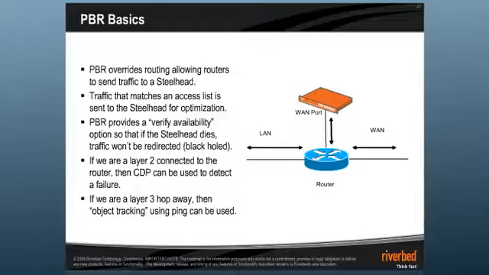If we're layer 2 connected to the router, then we can use CDP to make sure that traffic is not being redirected in the event of a failure. However, if we're a layer 3 hop away, then we can use object tracking, basically by sending pings between the router and the steelhead to maintain a knowledge as to whether the device is still up. Again, as with WCCP, we want to connect the steelhead using the WAN 0/0 port.